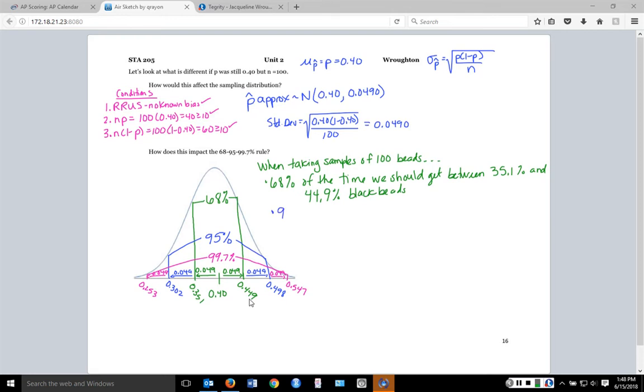If instead we want to find 95% of the time, we should get between, this time, our 30.2% and 49.8% black beads.